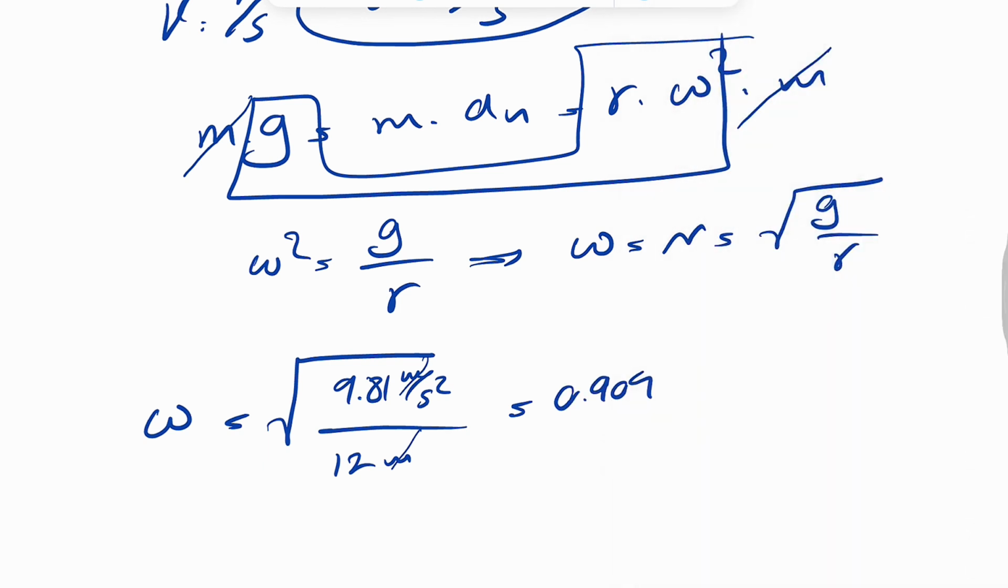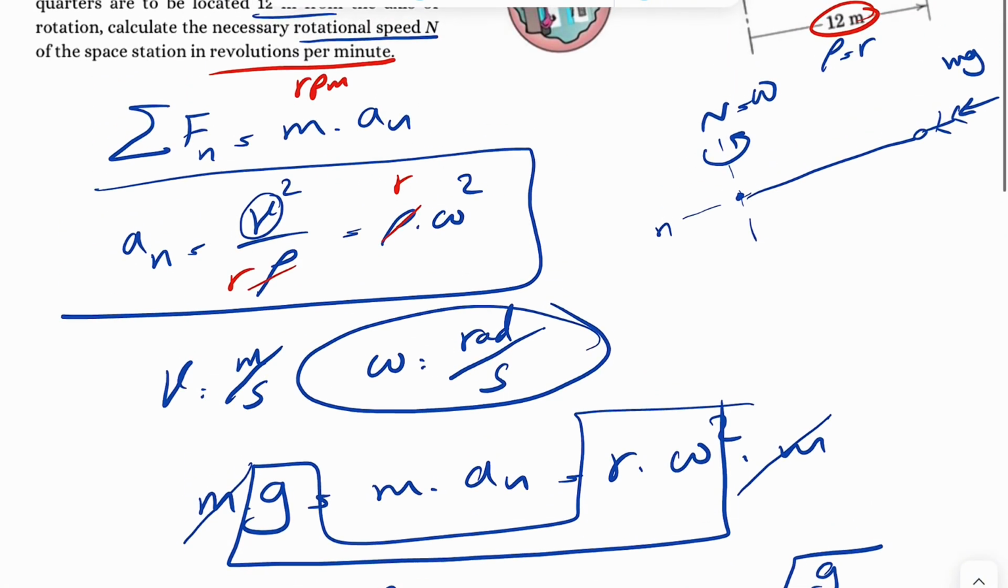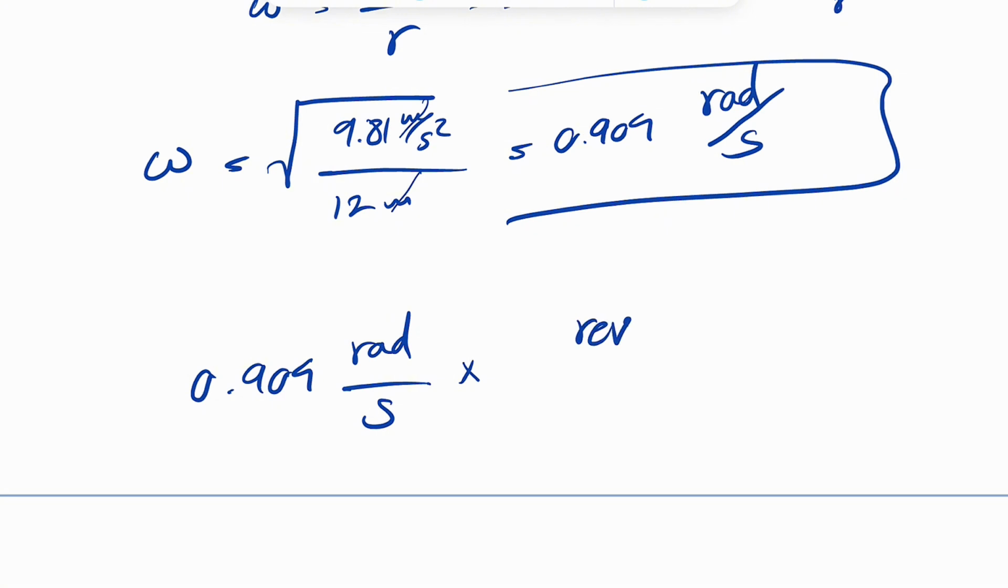That's going to give us 0.904. As I mentioned, that formula is going to give us radian per second, but that's not what we're looking for. What we're looking for is revolutions per minute, or RPM. So we have to do our unit conversion here. We have 0.904 radian per second. Let's get rid of the radian, so we need revolution per radian. Also we need minute in our denominator, that's how we get rid of seconds. We just have to figure out what's the relationship.